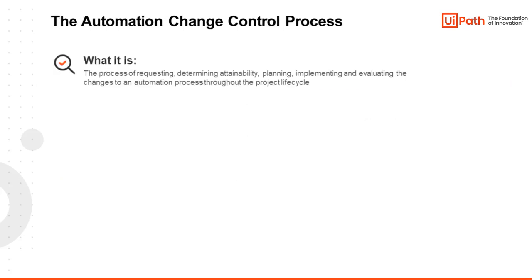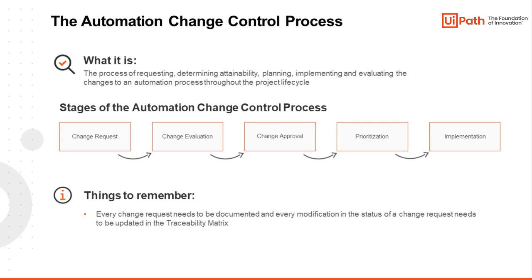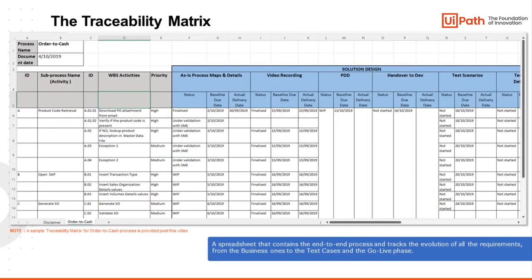The automation change control process represents the process of requesting, determining attainability, planning, implementing, and evaluating the changes to an automation process throughout the project lifecycle. It can be divided into the following stages: change request, change evaluation, change approval, prioritization, and implementation. Every change request needs to be documented, and every modification in the status of a change request needs to be updated in the traceability matrix. Let's now have a detailed look at the traceability matrix.